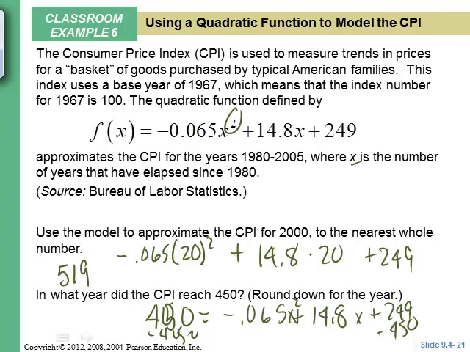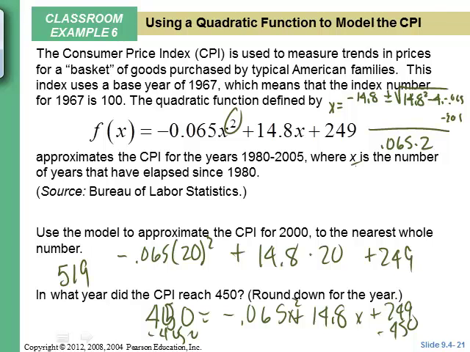And use our quadratic formula. X equals negative b, so negative 14.8 plus or minus square root 14.8 squared minus 4 times negative 0.065 times, let's see, 249 minus 450 is negative 201, divided by 0.065 times 2. So let's just enter that on our calculator.